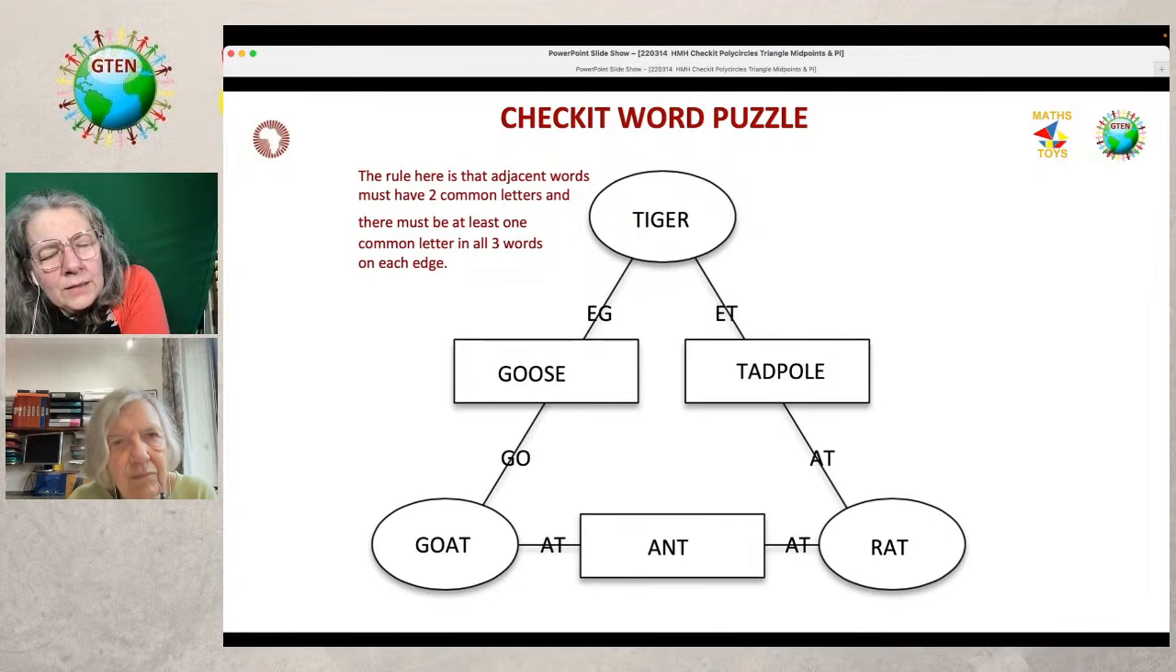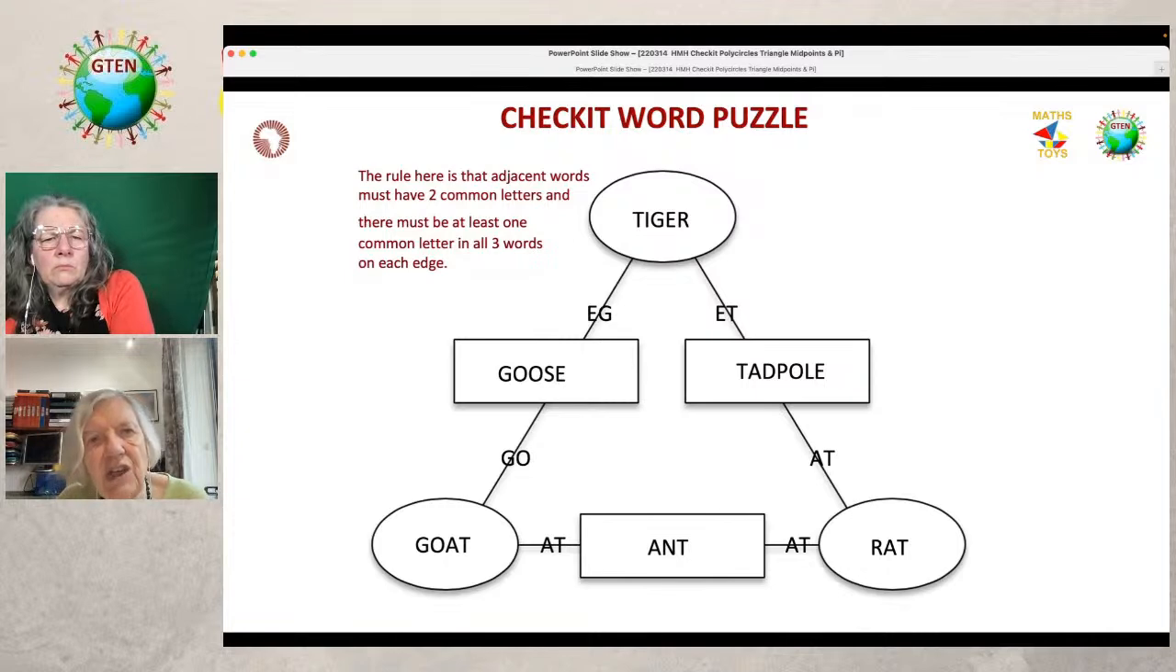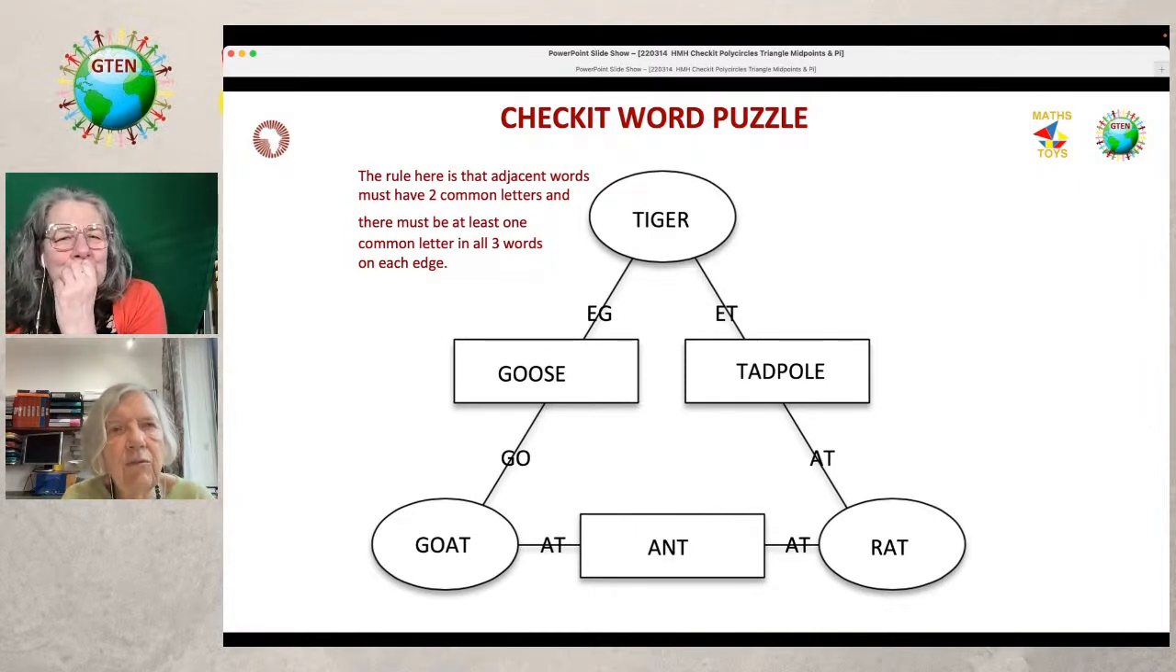But wait, rat doesn't have two letters in common with tadpole. No, but it's not on the same edge as tadpole. But tadpole and tiger have an E and a T in common. But doesn't rat have to have two? If goat has to have two in common with goose and two in common with ant, then doesn't rat have to have two in common with tadpole? It does, A and T. Oh, yes. Of course it does. So it's a little confusing when you first meet it.